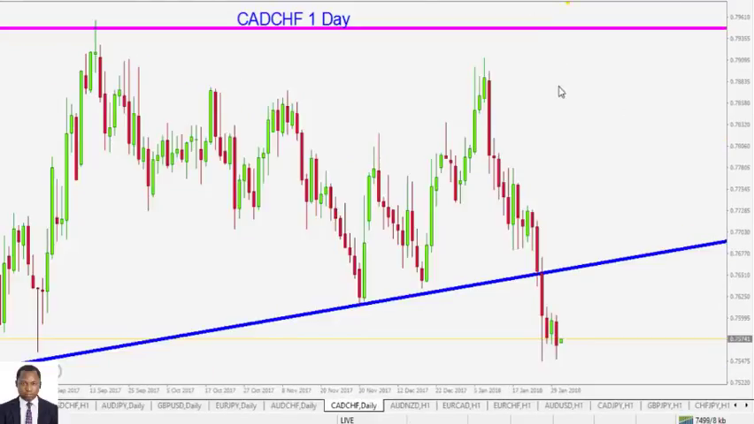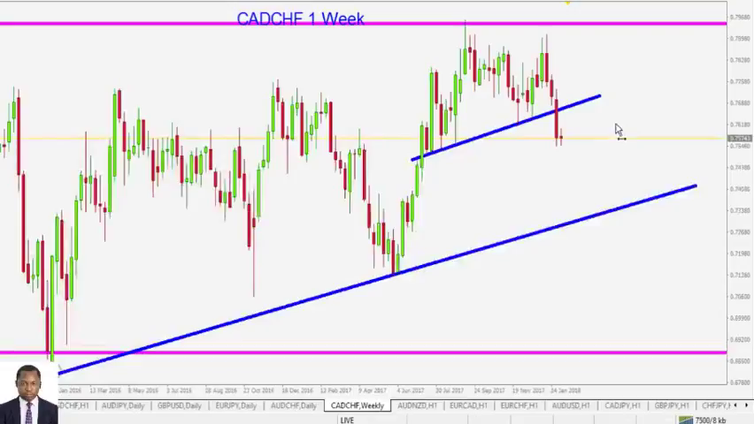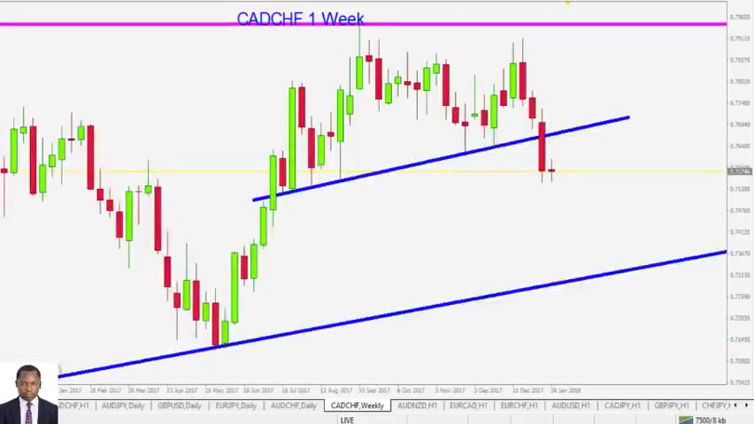Canadian dollar against the Swiss franc. Weekly time frame, this is an internal level of support. Solid breakout Friday. Let's wait for the pullback. Somewhere here is where we'll be looking for aggressive short entries.